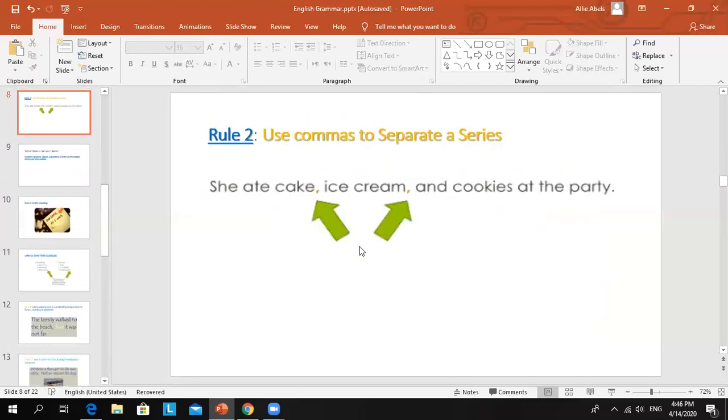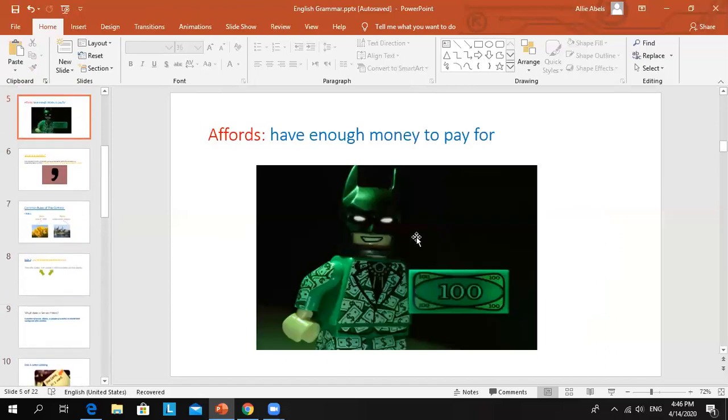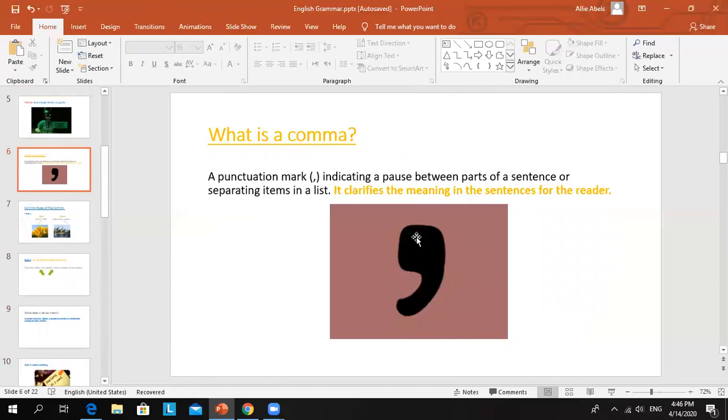Just to recap on what we learned today, we basically learned about the comma. This is the sign of a comma and why we need to use the comma when we write, and identify them when we read. So we use the comma to indicate a pause between parts of a sentence, or to separate items in a list. And the function of a comma is basically to clarify the meaning in the sentences for the reader.